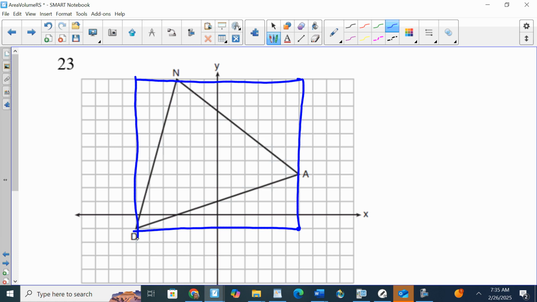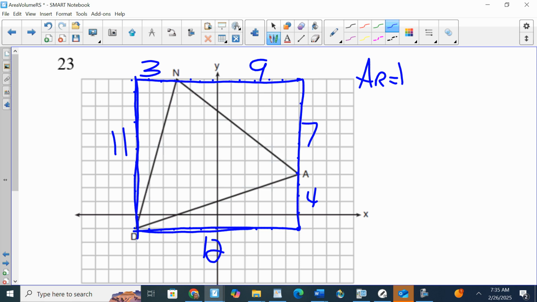Let's count everything up. 1, 2, 3. 1, 2, 3, 4, 5, 6, 7, 8, 9. 1, 2, 3, 4, 5, 6, 7. 1, 2, 3, 4. 1 through 12. 1 through 11. I find the area of the rectangle. That's length times width. That is 11 times 12. That is 132. Use a calculator if you need to.